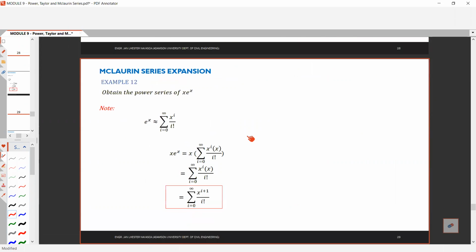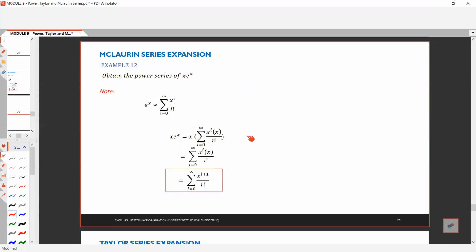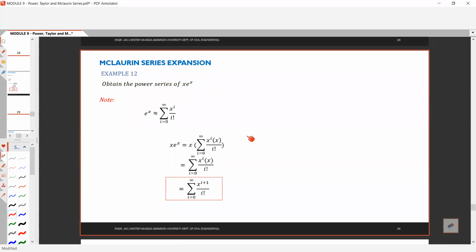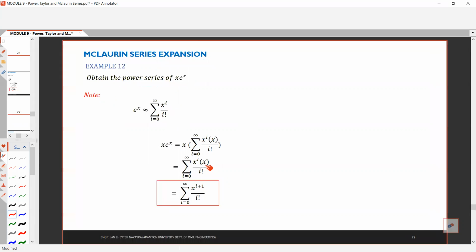Okay? So next natin is obtain the power series of x e raised to x. Okay? So recall that e raised to x is this expansion. So x multiplied by e raised to x is this one. So pwede ka rin mag-multiply ng ganitong function.